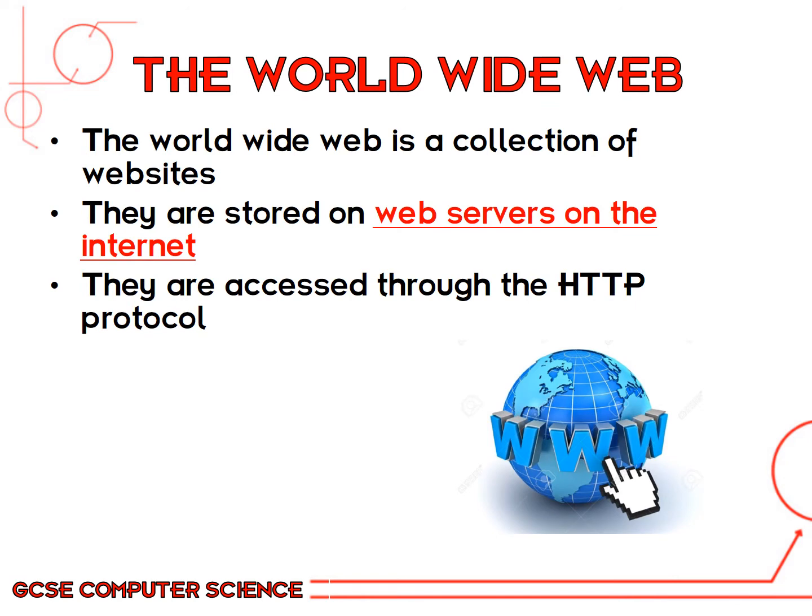When people talk about the internet, a lot of people have this misconception that the internet is the actual website and the web pages. So people say the internet is Google. Google is not the internet. Google is a search engine that is used to search or browse the World Wide Web. The internet is the actual physical equipment that connects all of the networks together. The World Wide Web is a collection of websites, which means they are the actual pages on the internet. The World Wide Web is stored on web servers on the internet. They are accessed through the HTTP protocol, which we'll look at in the next video.